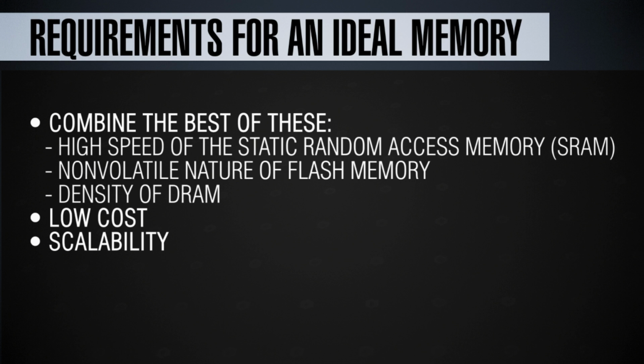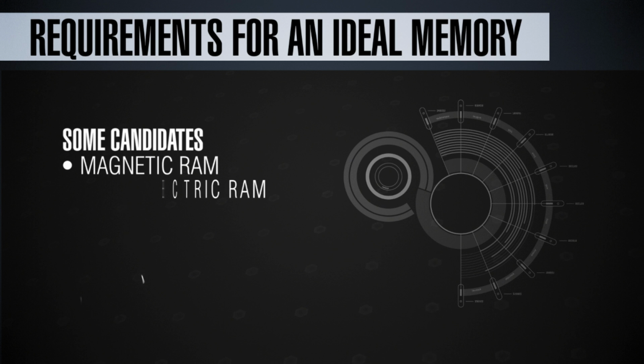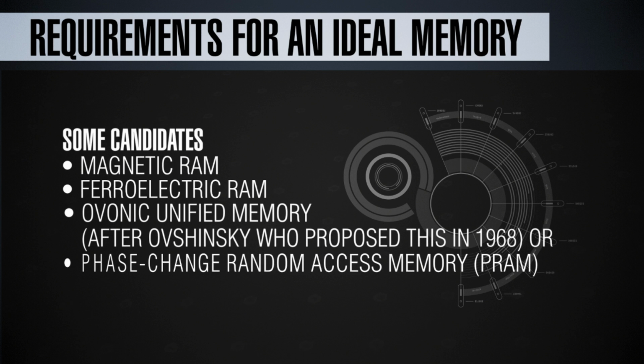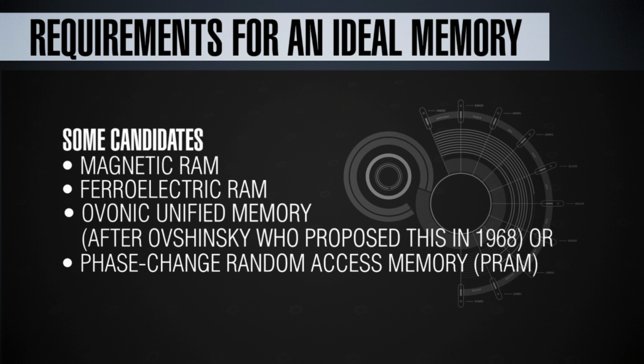That has always been a dream, and so far there have been a few candidates to achieve this so-called universal memory. One is magnetic random access memory. The second is ferroelectric random access memory, and the last one is called Ovonic unified memory, which is actually named after the inventor of this memory. His name was Ovshinsky, and he proposed this in 1968. But it's more commonly known as phase change random access memory, or PRAM.